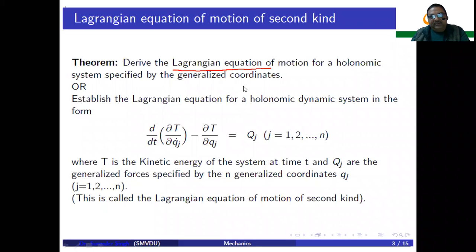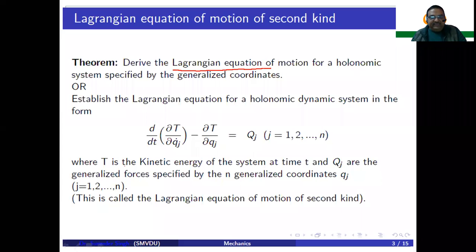In classical mechanics, it plays a very important role, and most of the numerical problems will be done with the help of this Lagrangian equation of motion. So we derive the Lagrangian equation of motion for a holonomic system specified by certain generalized coordinates. Or it can be stated alternately in this way: establish the Lagrangian equation of motion for a holonomic dynamic system in the form d by dt of del T by del qj dot minus del T by del qj, equal to Qj, where j goes from 1 to n.